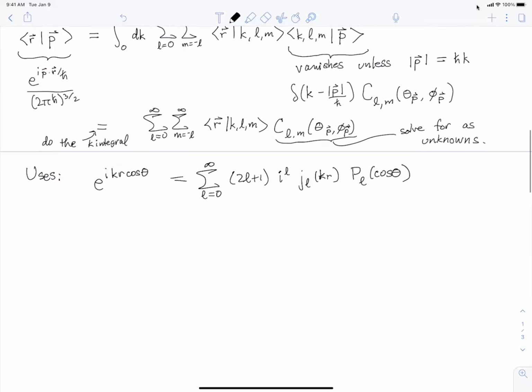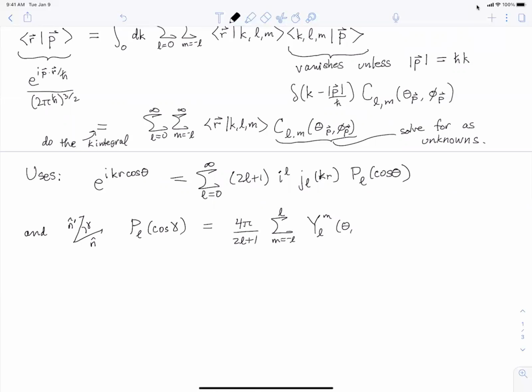And then the second ingredient one needs is this. Let's say I have two unit vectors pointing in arbitrary directions. I'm going to call this one n hat and this one n hat prime. And I'm going to call the angle between them gamma. Then the l-th Legendre polynomial of the cosine of that angle turns out to be 4 pi over 2l plus 1, sum over all m's of a given l times a product of spherical harmonics.